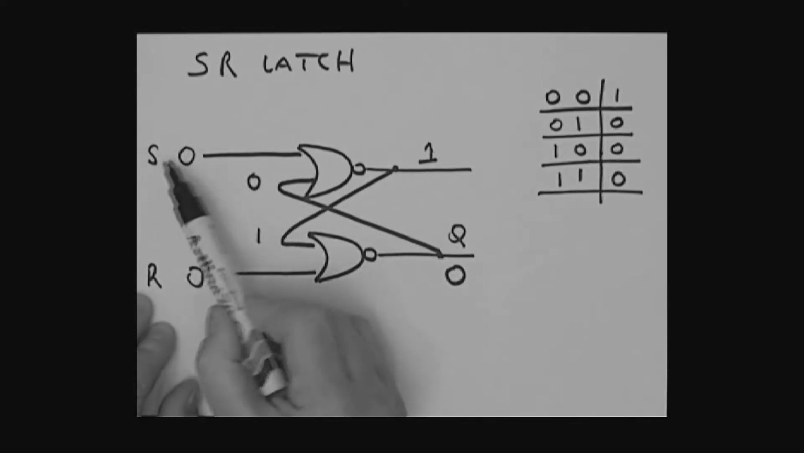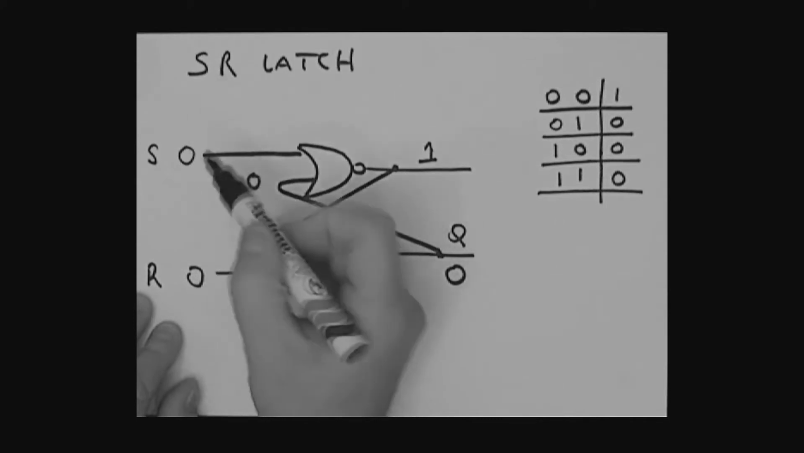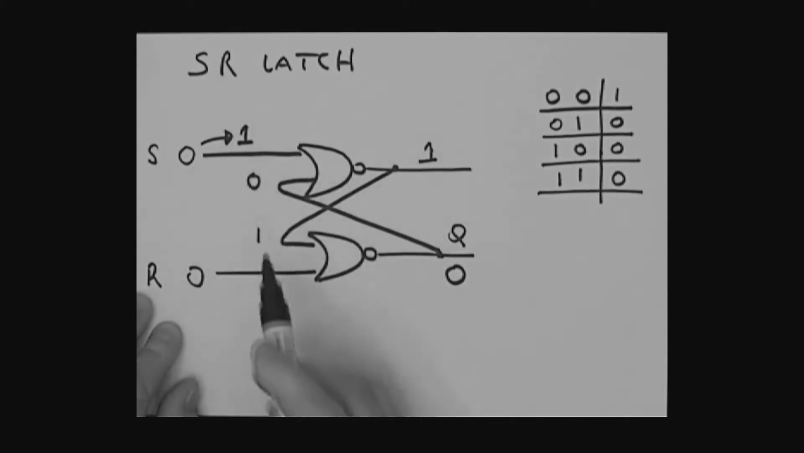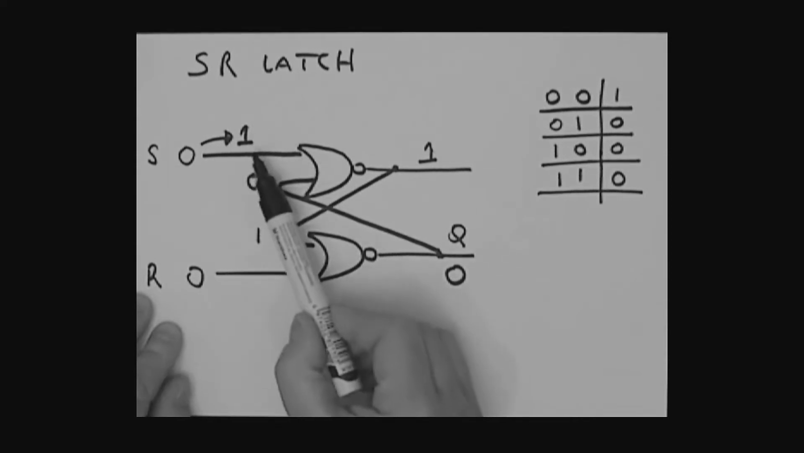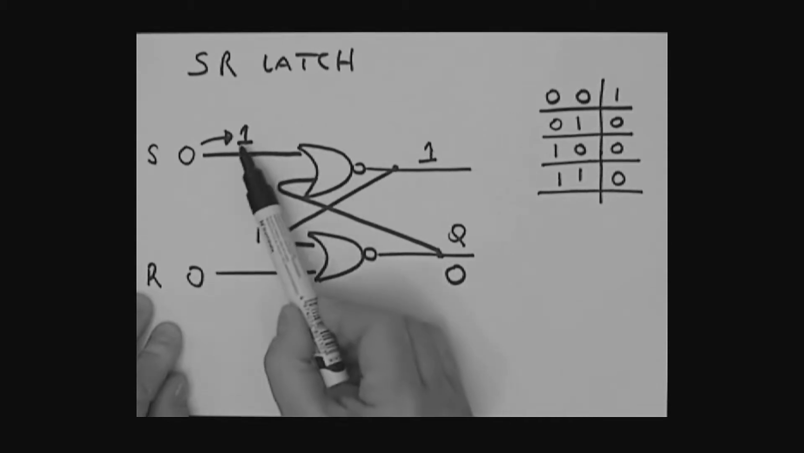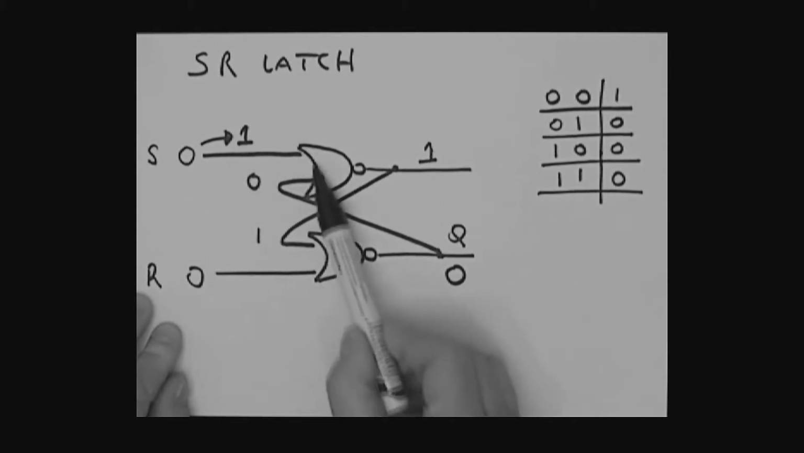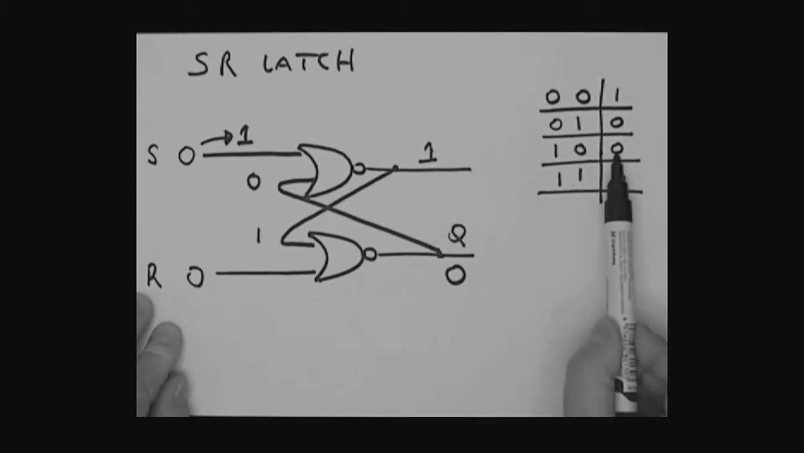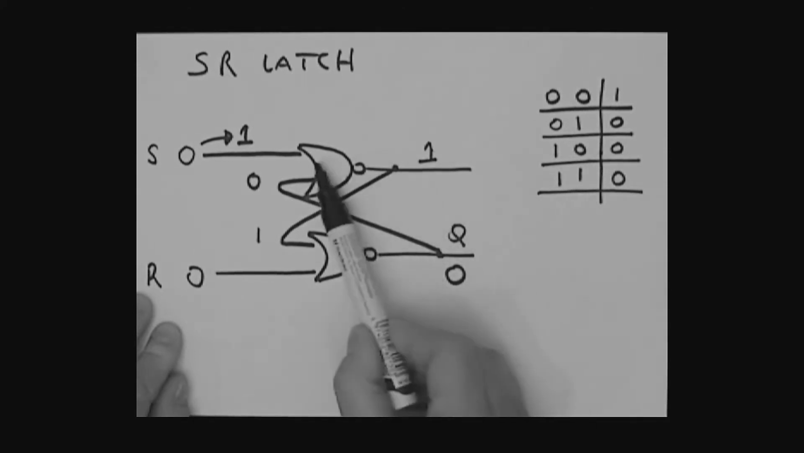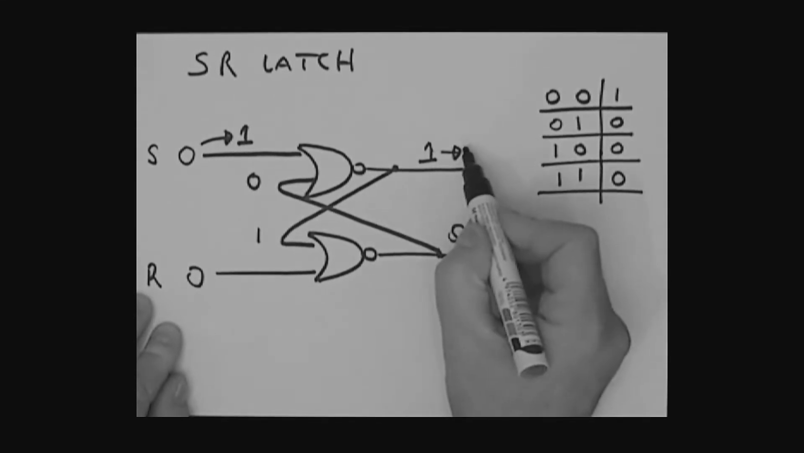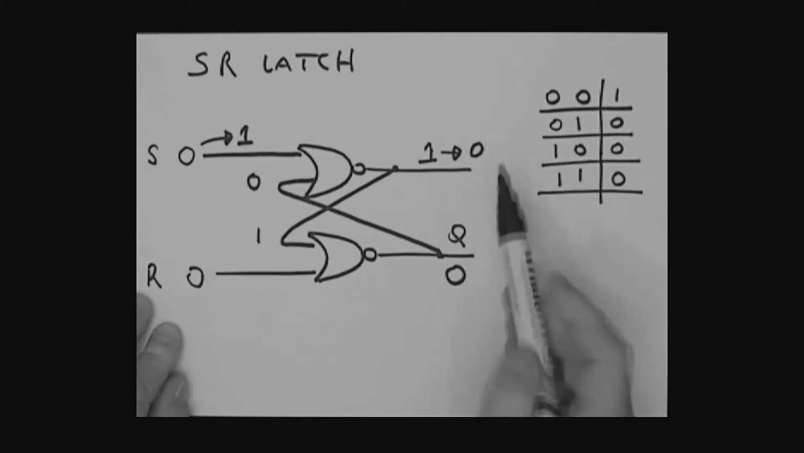But now let's look at that for a second. Supposing I now make S go to a 1. What's going to happen? If S goes to a 1, I've now got a 1 and a 0 as input to this NOR gate. A 1 and a 0 is going to cause the output to go to a 0. So I'm going to see this output change. That output will go to a 0.